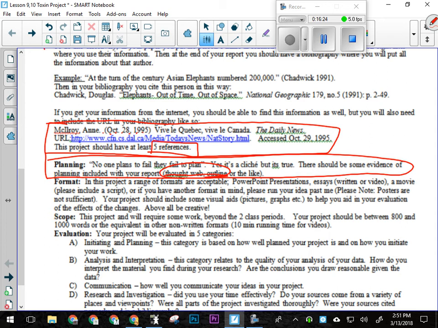The second thing I need to see is a timeline. So when do you plan to work on this? Write it down. Today, March 13th, started research. So that's what you're going to start with. And then you can say March 14th, continued research, started assembly of report. And then whatever other days you're going to work on. You're going to get today and tomorrow in class, that's it.